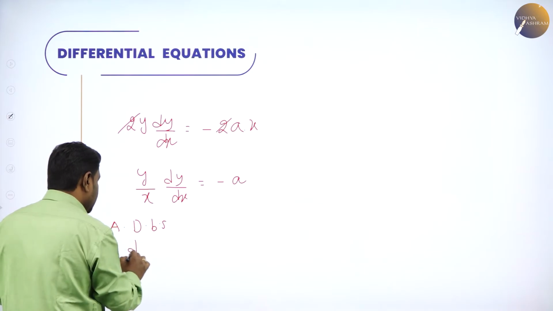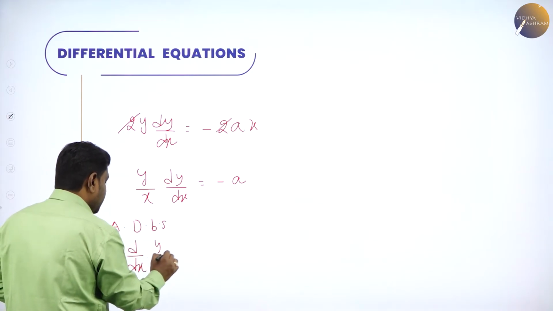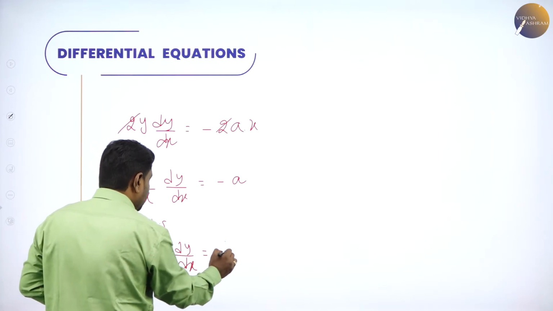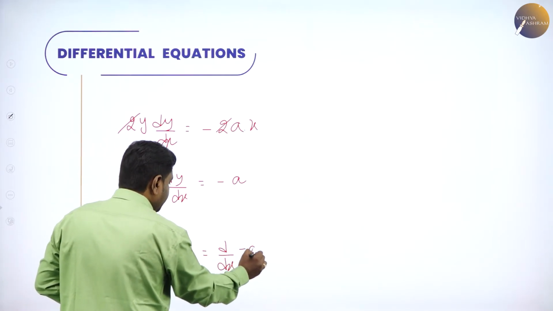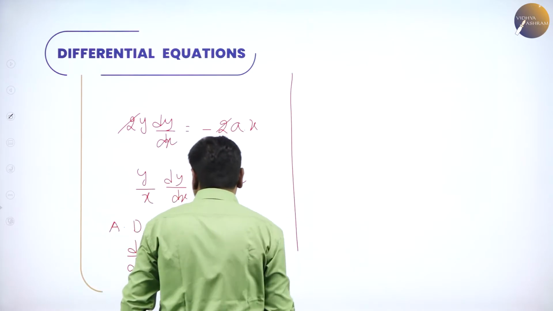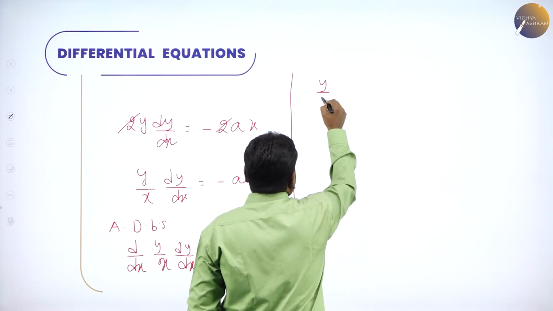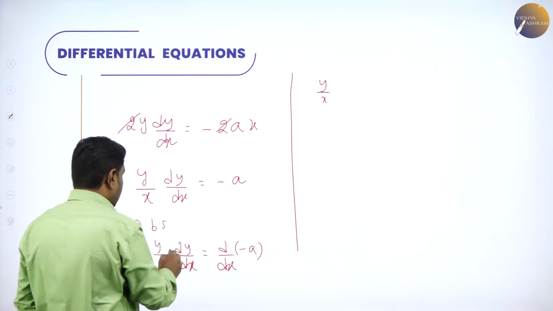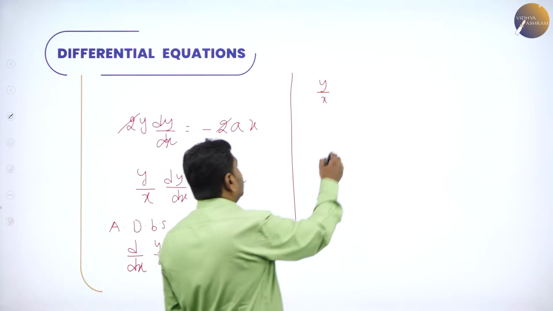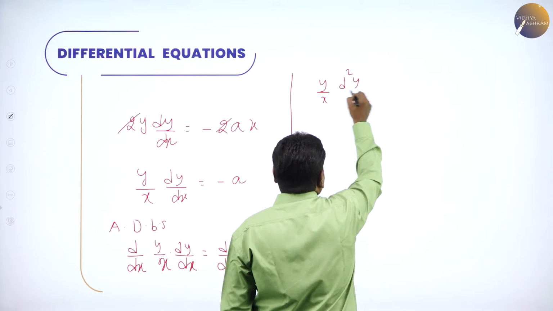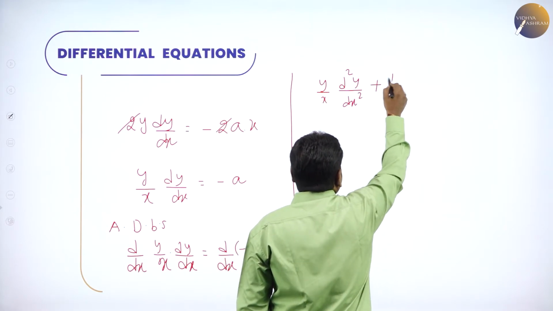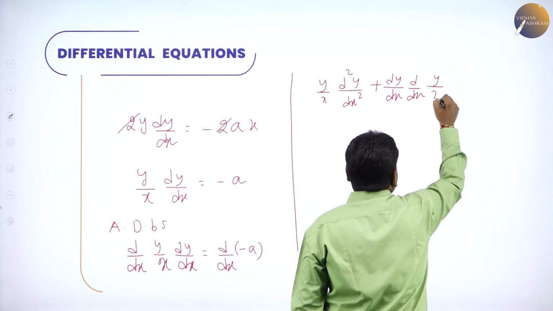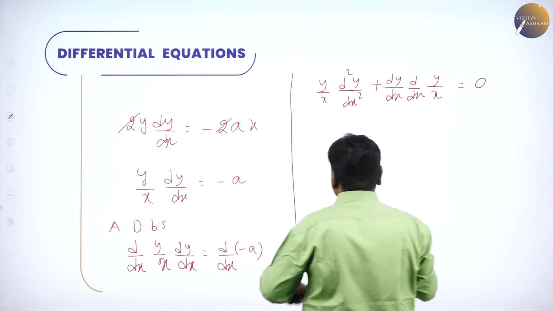So d by dx of y by x into dy by dx is equal to d by dx of minus a. So on the LHS we use the product rule, the product of 2 terms: first function into the derivative of the second function, y by x into d square y by dx square, plus dy by dx into d by dx of y by x, is equal to 0, because d by dx of minus a is 0.